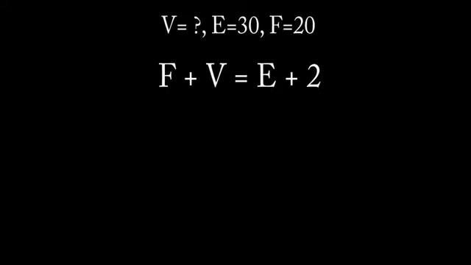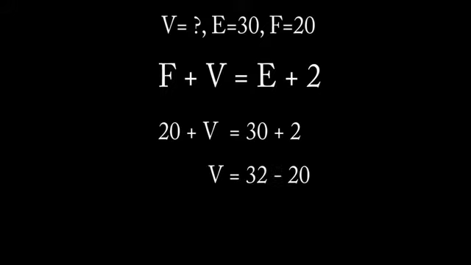Let's solve for the vertices of the dodecahedron. Given, V is missing, F is 20, and E is 30. Let's substitute into the formula. 20 plus V equals 30 plus 2. V equals 32 minus 20. The answer is 12 vertices of the dodecahedron.